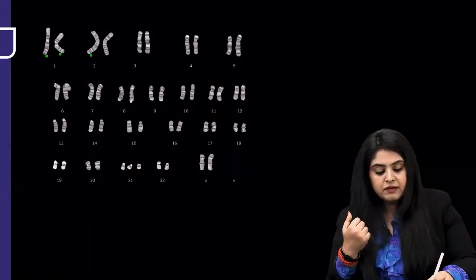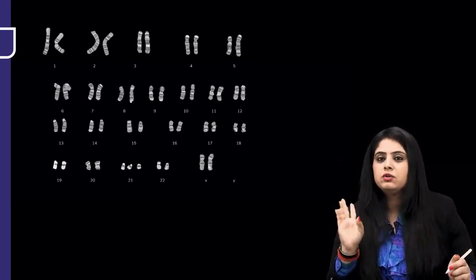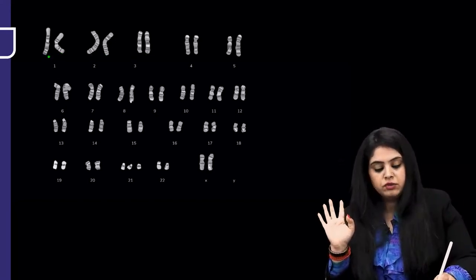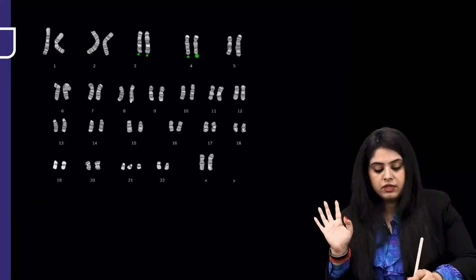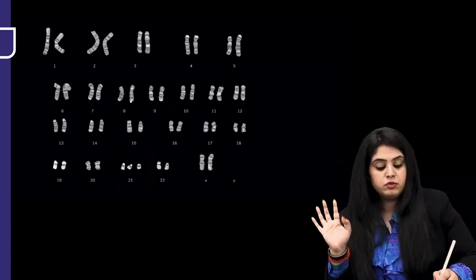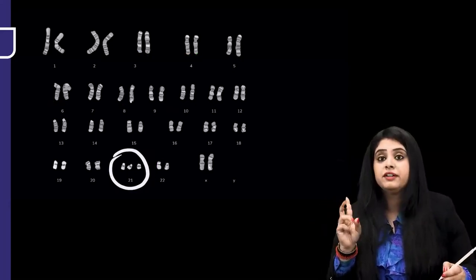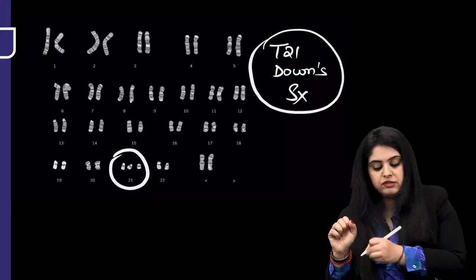Iska diagnosis batao. You will say, ma'am, everywhere 1 2, 1 2. Every chromosome is in pairs, so as long as the count is 1 2, 1 2, okay. This is chromosome 1, 1 2; chromosome 2, 1 2; 3, 1 2. Everywhere I keep doing 1 2, 1 2, and suddenly when I come to chromosome 21, I say it is not 1 2, it is 1 2 3. This means this is a case of trisomy 21. This means this is a case of Down's syndrome.